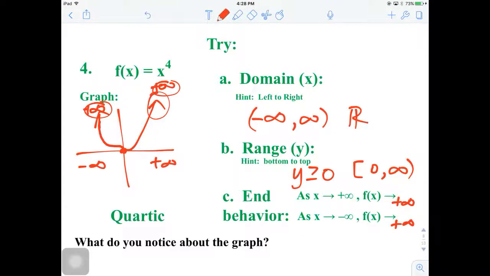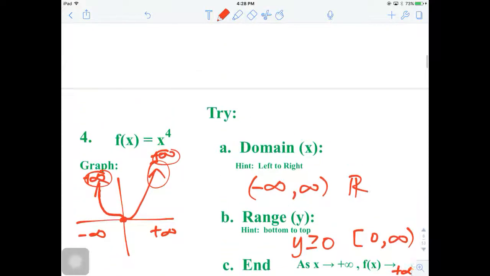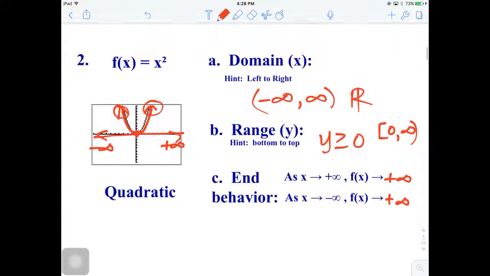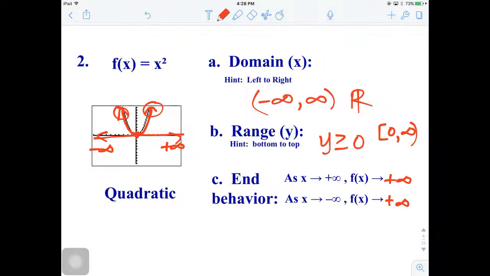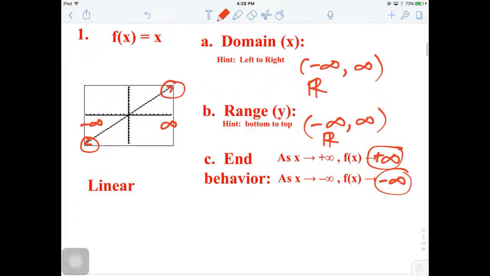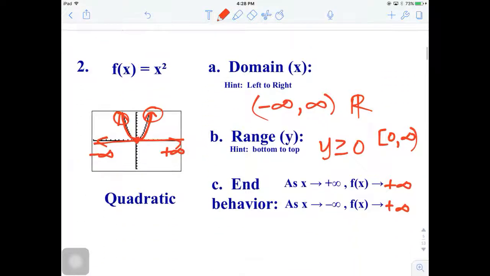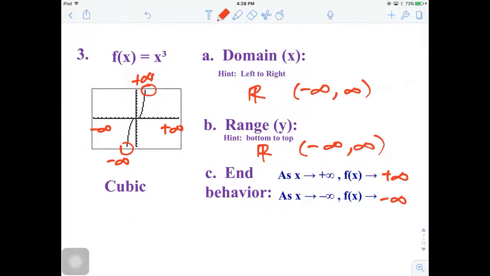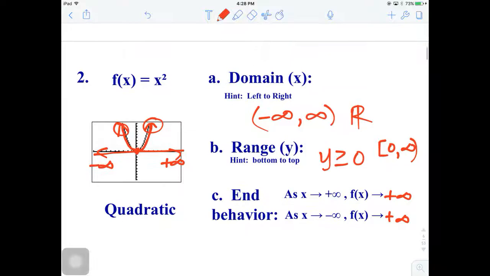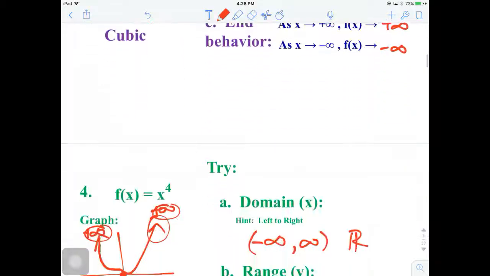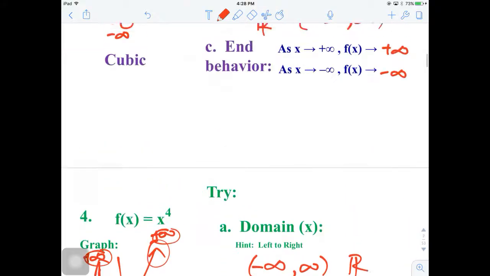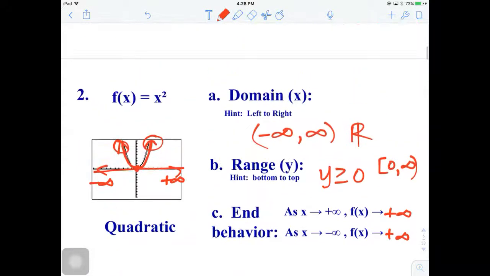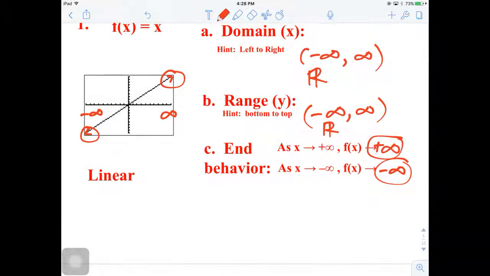Ladies and gentlemen, at this point, do you notice any pattern here? This is positive, positive for the x to the fourth, but did you notice that it's exactly the same as the x squared function? And you notice that the linear and the cube have the same thing. So that kind of sums it up to an odd function or an even function. The even functions, x squared and x to the fourth, have the same characteristics. And the odd functions, which are x cubed and just x, the linear, have the same characteristics.